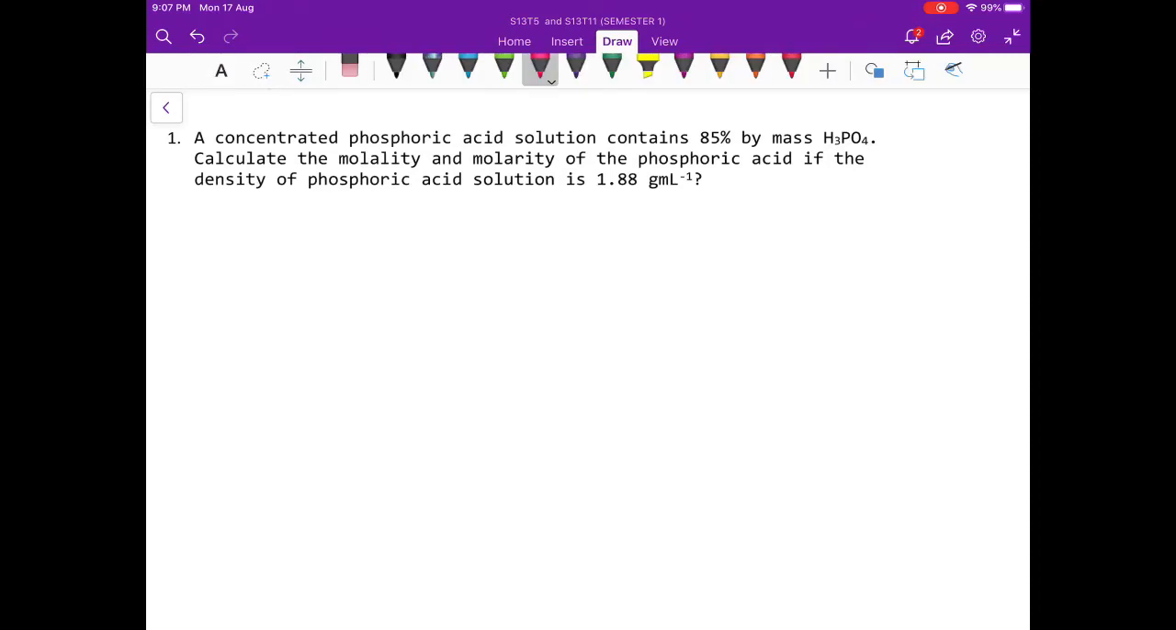First, let's look at the information given. We are given 85% by mass phosphoric acid and the density of phosphoric acid solution. You have to calculate the molality and molarity. Right, so firstly, what does it mean by 85% by mass? This value represents percentage W over W, and the density given refers to the density of solution. So firstly, we need to list down all the information given.